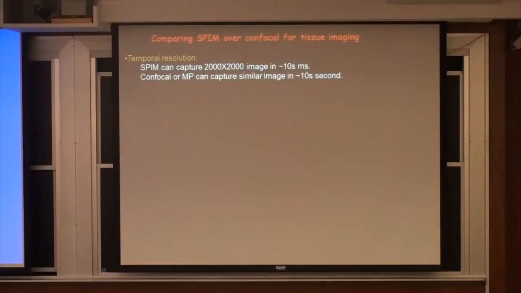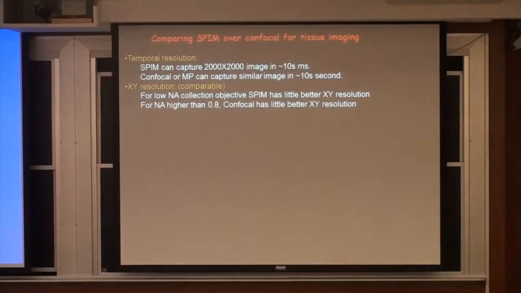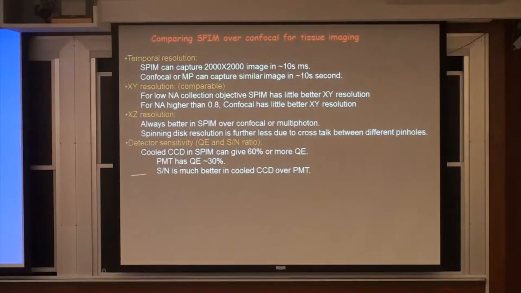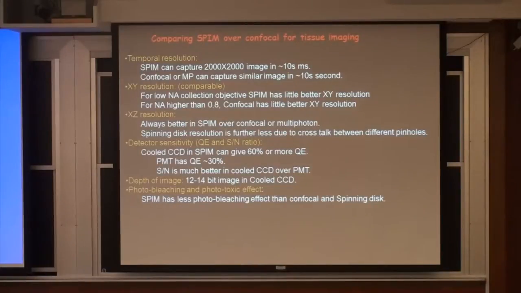If you see the advantages of this technique over confocal, one thing is for this kind of larger sample, because I can image the whole plane at a time, it can go as fast as the camera can go. So of the order of a few tenths of a millisecond, I can capture a frame. Whereas in confocal, for this kind of larger frame, it will take of the order of tenths of a second. Photobleaching is definitely one of the big issues I already told. The XY resolution is comparable, and for a low NA objective, particularly if you want to see a higher working distance, this one has a little advantage over confocal. XZ is always better. Detection sensitivity wise, this one is using a camera, so it has a higher quantum efficiency, and the depth is better than confocal, and also it has less photobleaching, as I already told.